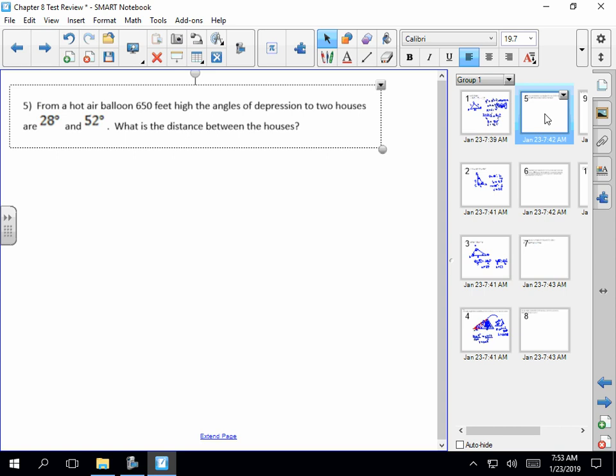All right, number 5. From a hot air balloon 650 feet high, the angles of depression to two houses are 28 degrees and 52 degrees. So the picture might look like this. Here I am up in the hot air balloon here.